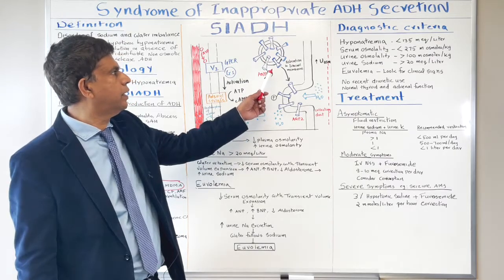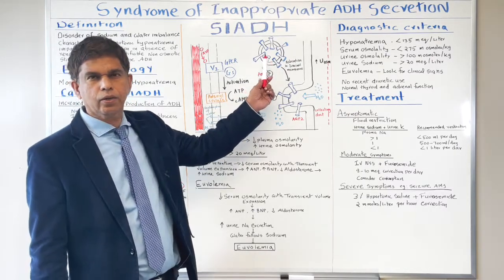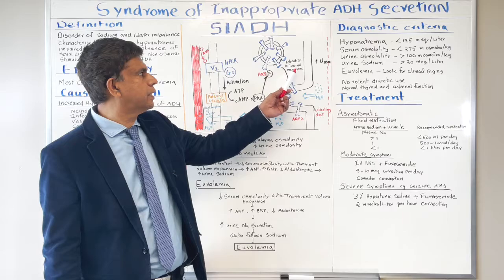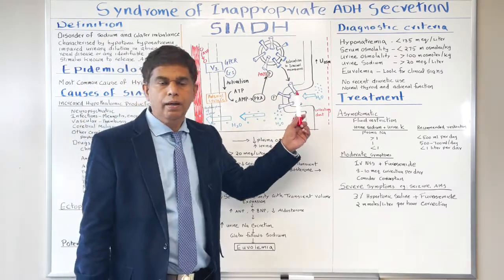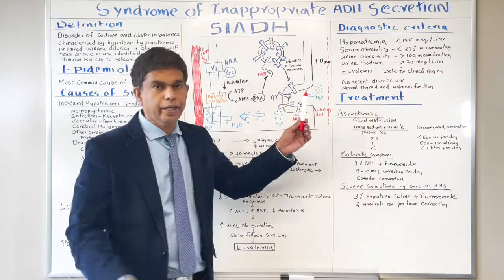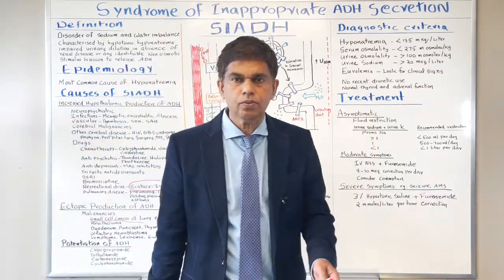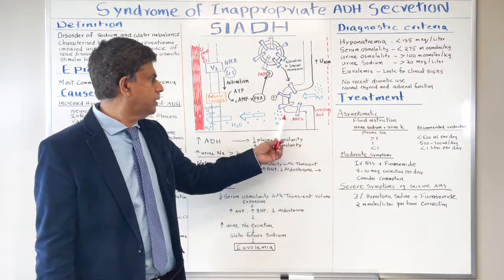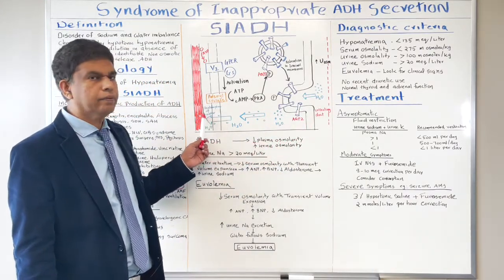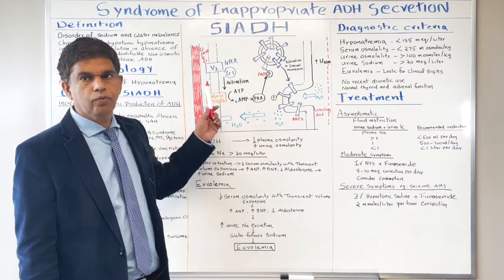That acts on the aquaporin, which is actually located in the cytoplasm. It moves to the luminal membrane, and then this aquaporin channel opens up. What happens when you open up? All the water gets reabsorbed through right here, boom, boom, and it comes to the blood, right? So our blood volume goes up.